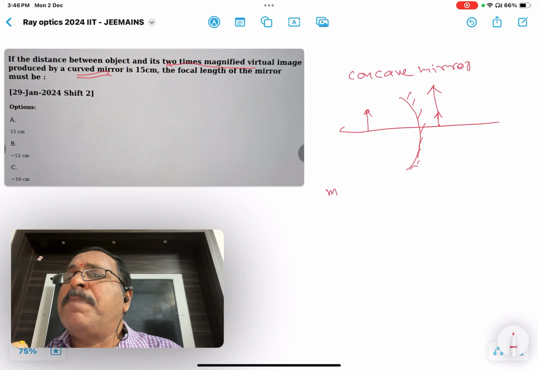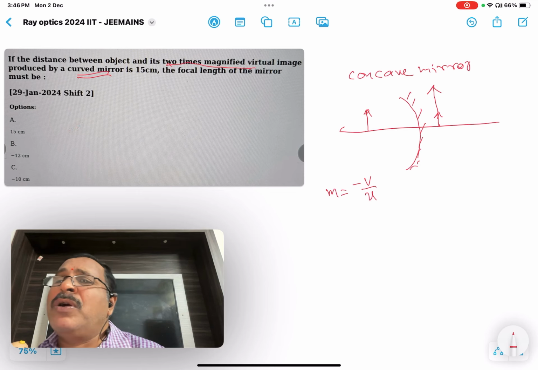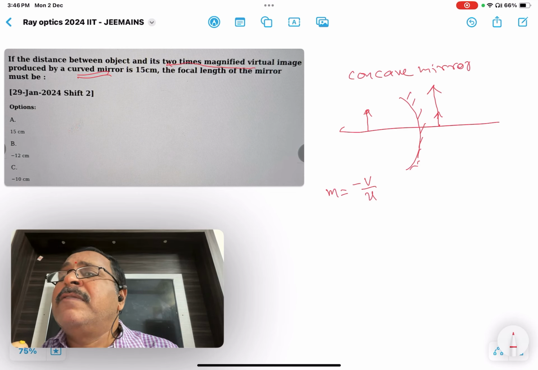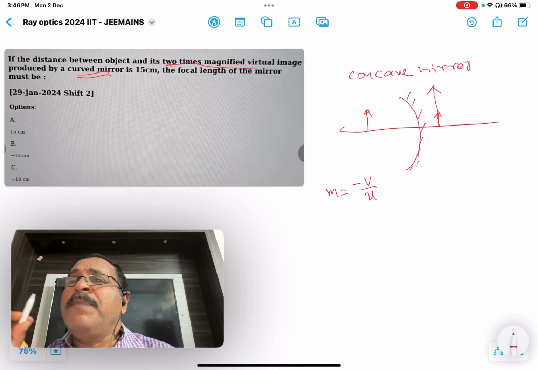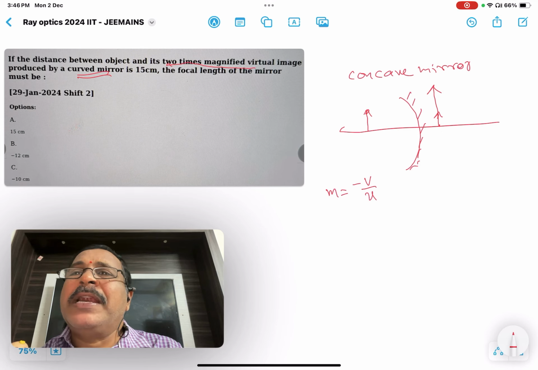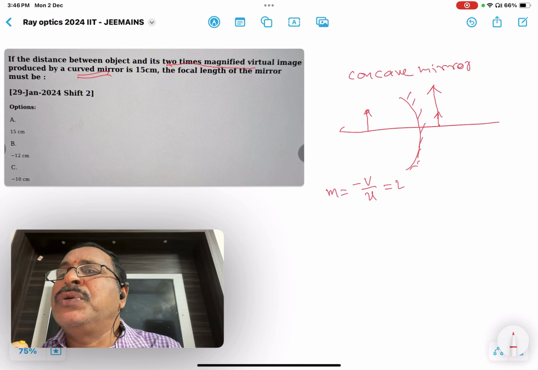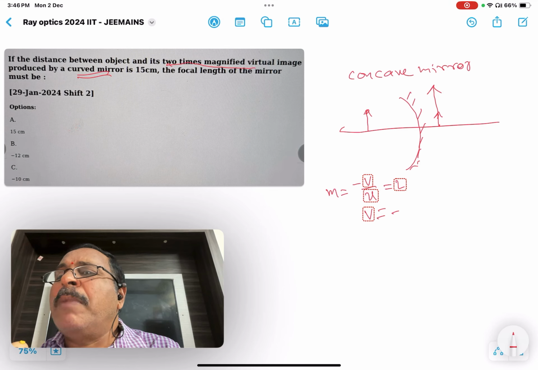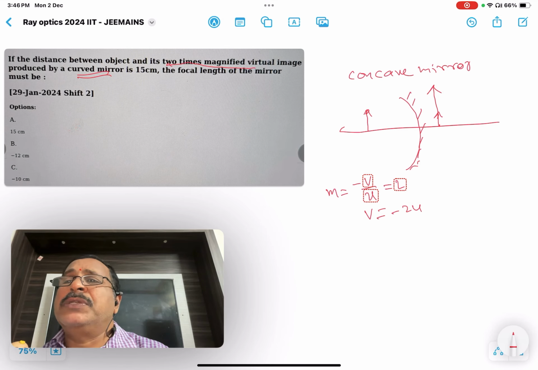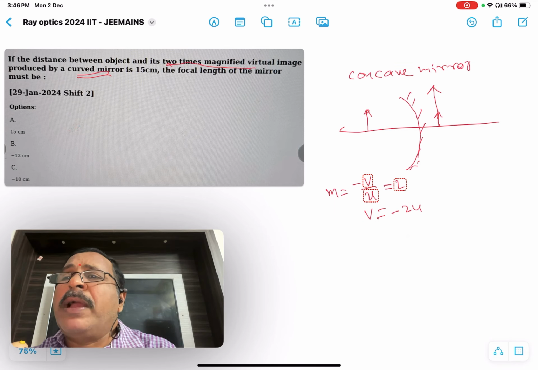So magnifying power is given as minus v by u, my dear students. Why is it minus here? Because it's a virtual image. For virtual image, minus v by u. For real images, plus v by u. Recognize this point. Magnifying power is given, that equals 2. Then v equals minus 2u, my dear students. Okay, so v equals minus 2u.